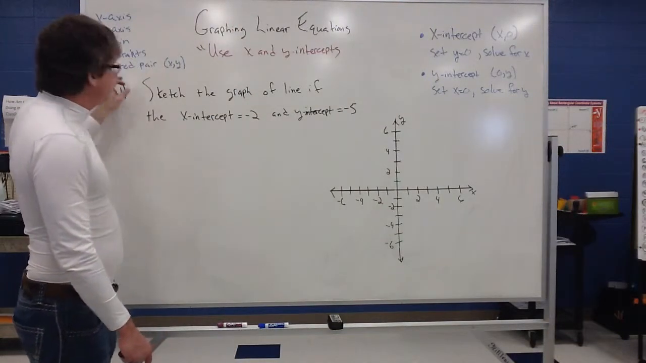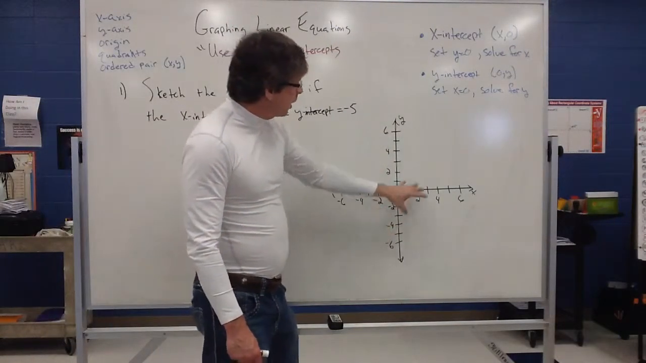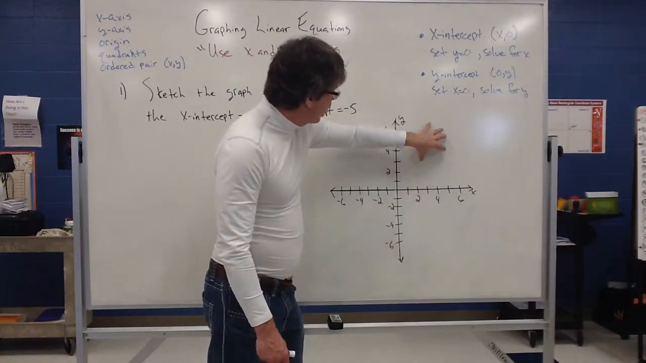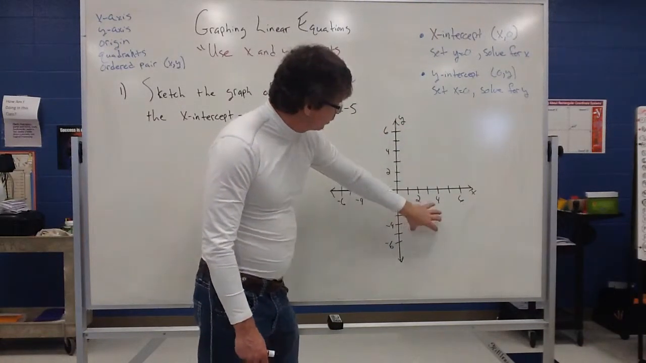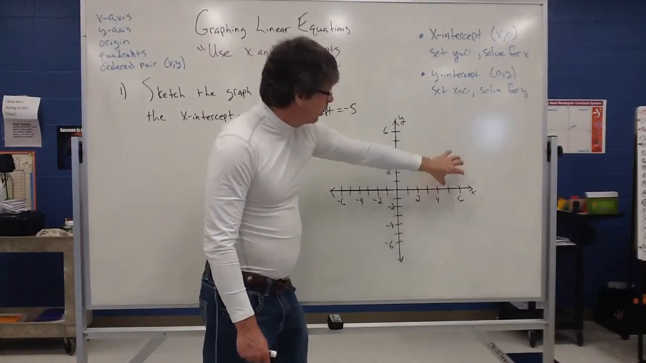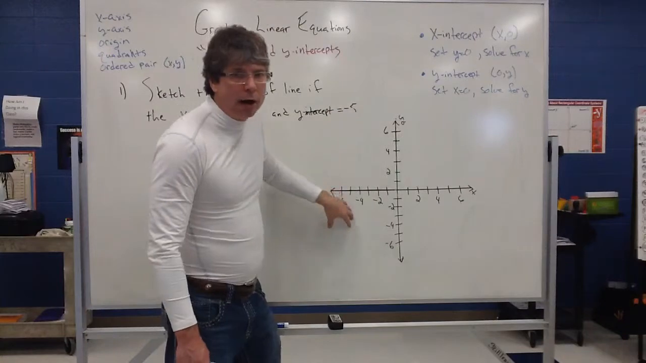And then we have quadrants. When these lines meet, they break this into four different regions. So this coordinate plane has these four different regions: Quadrant 1, Quadrant 2, Quadrant 3, Quadrant 4. They go in what we call a counterclockwise direction.